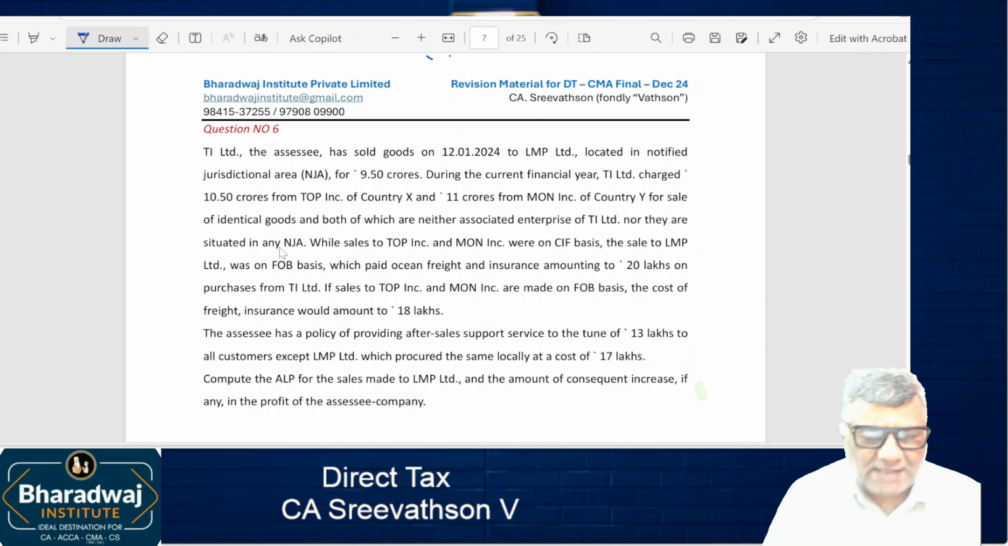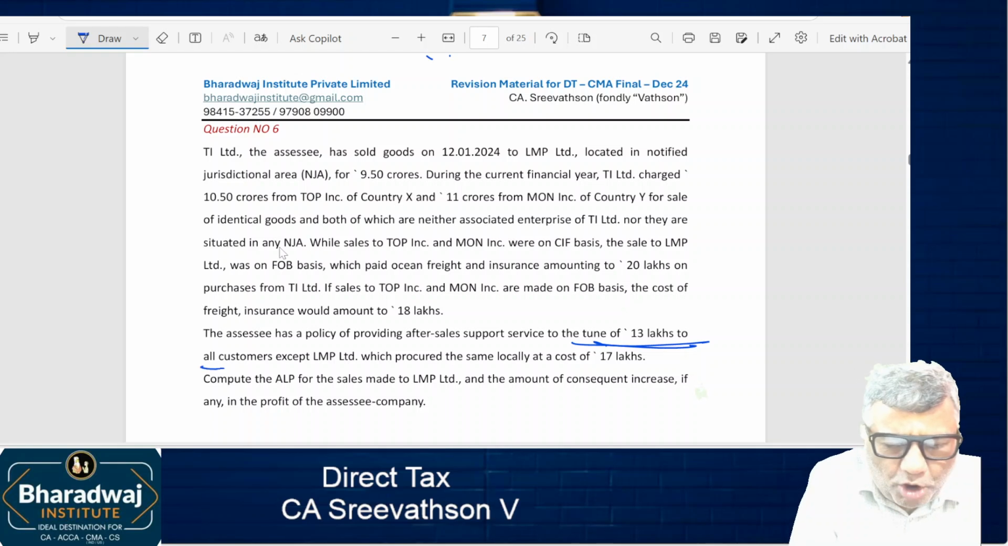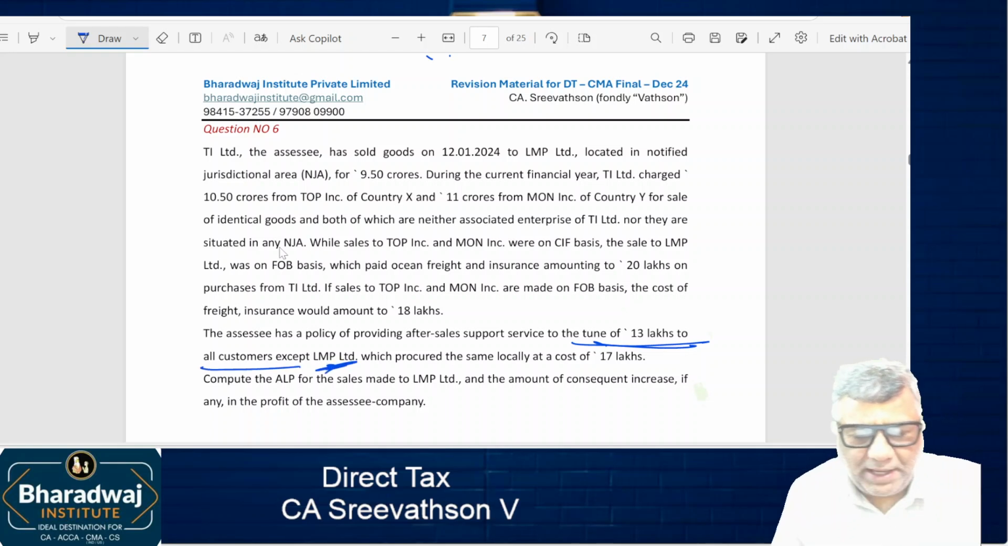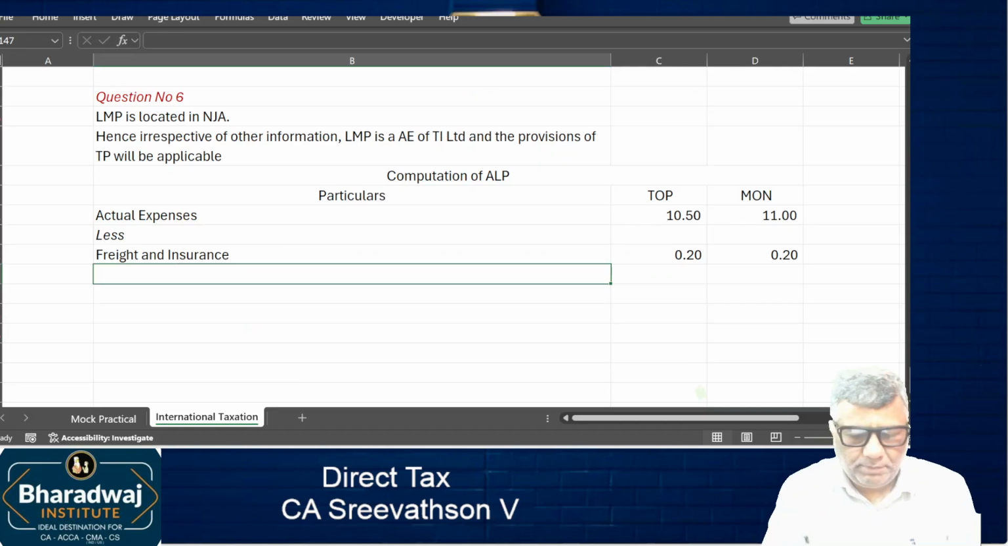Okay, the assessee has a policy of providing services to the tune of 13 lakhs to all customers except LMP, who has procured them locally.